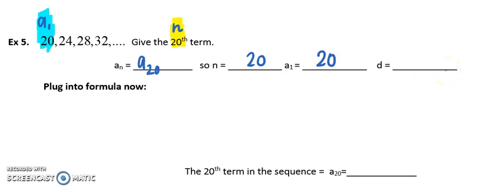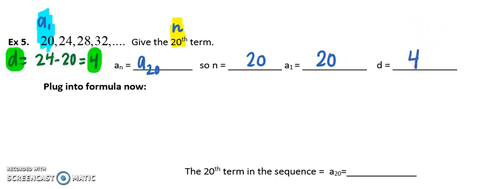D, the common difference. Did they tell you it? Did they say, here's the difference? No, they didn't. So you're going to have to go and find it. Looking at this right here, remember, it's a term minus its previous term. So 24 minus 20 is 4. And then boom, that is going to be your common difference, which is 4.